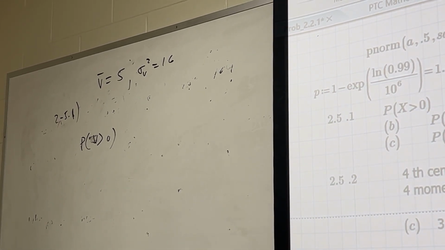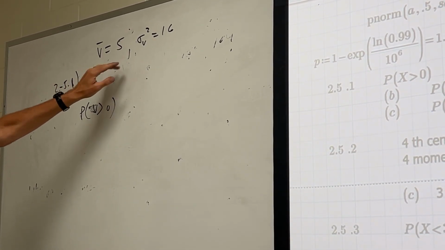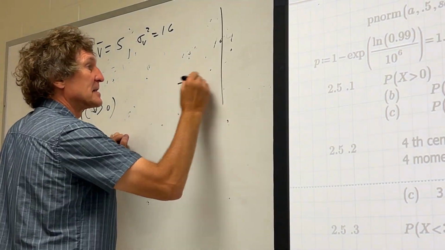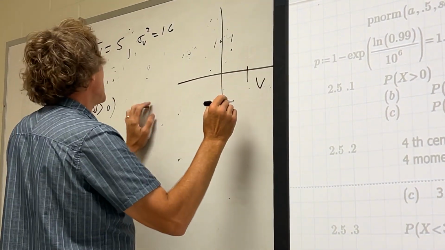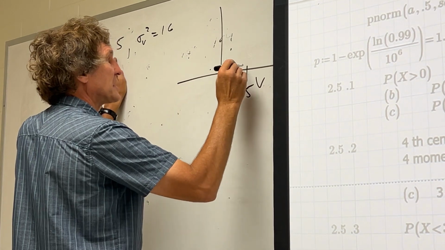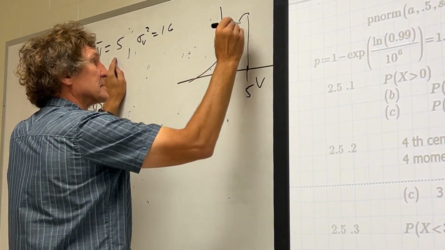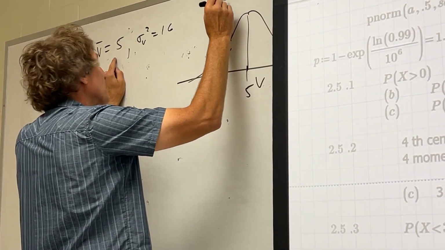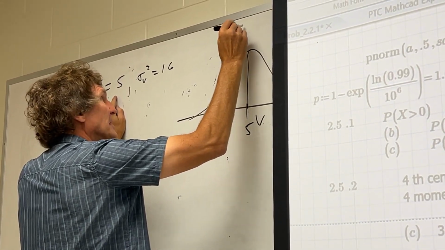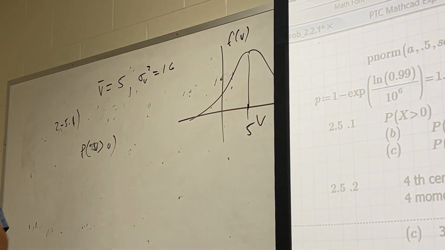Everybody follow. We could draw the density function, and it would look something like this. If this is V, then the mean value is 5, that's the peak value, and it would look like this. And this would be the probability density function, f of V. Y'all follow me, class? Just to get a visual.